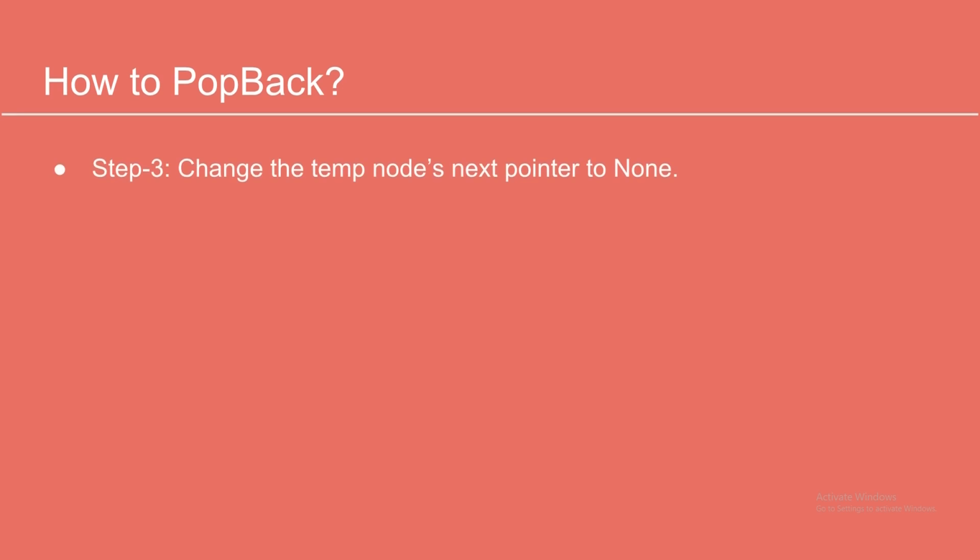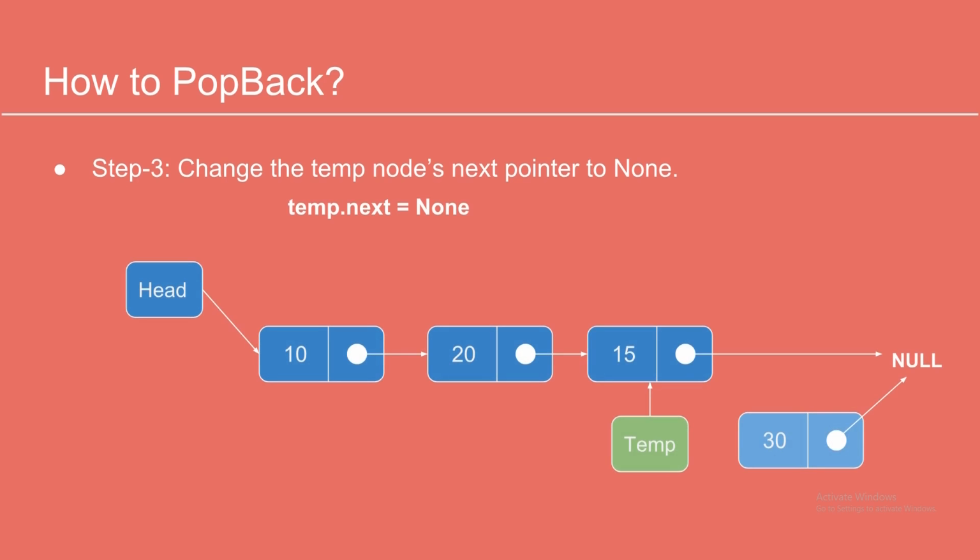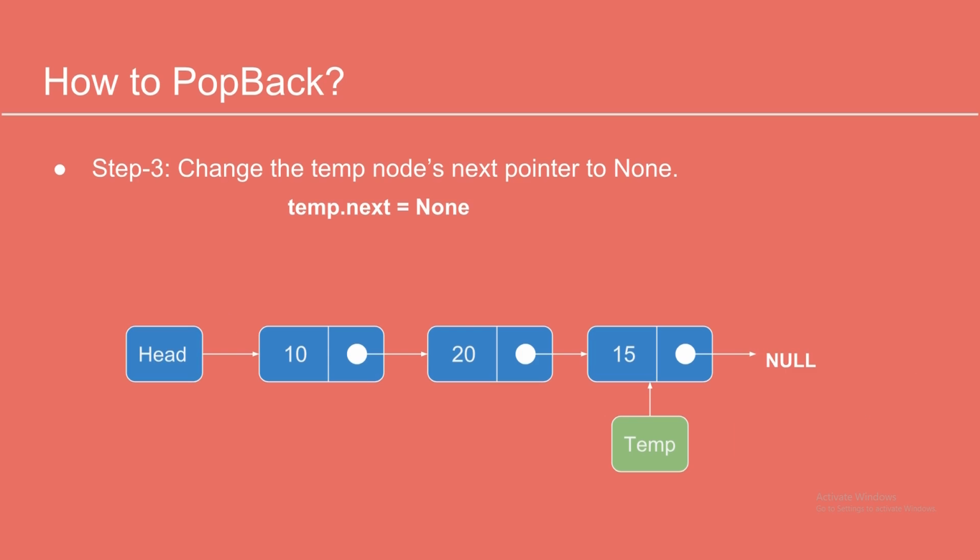Now the temp is referring to the second last node. The next step is to change the temporary node's next pointer to none. Since there is no reference left for the node 30, it will automatically get deleted by the garbage collection. And this is our final list after PopBack.